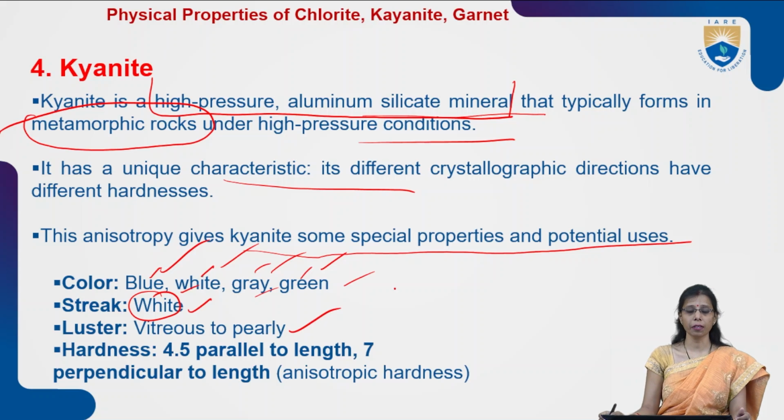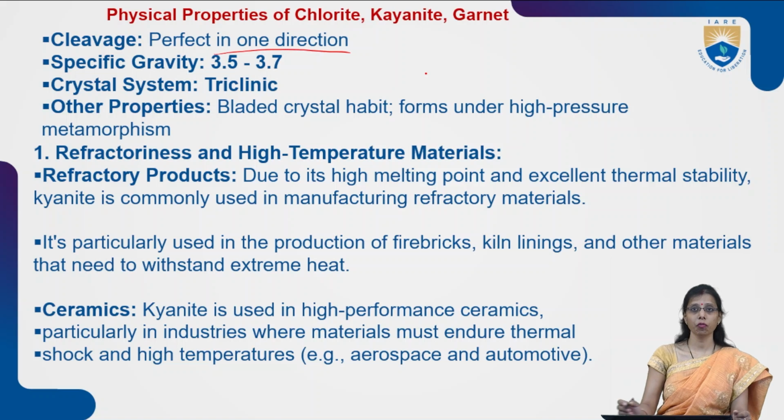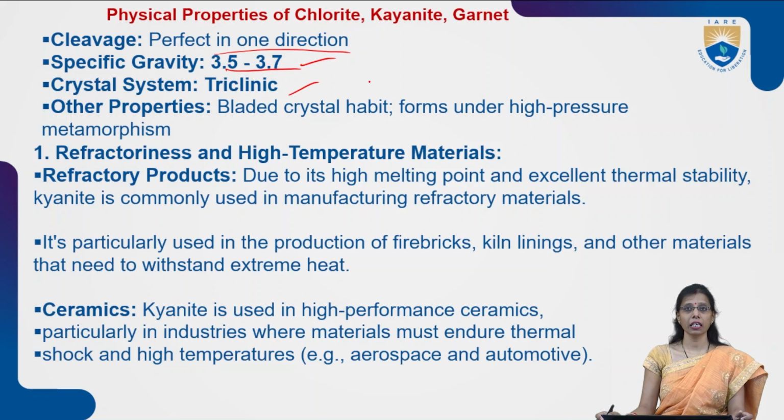It has a vitreous to pearly luster, and hardness of 4.5 parallel to length and 7 perpendicular to length. Hardness 4.5 is medium hardness. It's not too tough, it is not too soft. Now, cleavage: it has perfect cleavage in one direction, and the specific gravity is 3.5 to 3.7. Crystal system is triclinic. Other properties: bladed crystal habit, forms under high pressure and metamorphism.